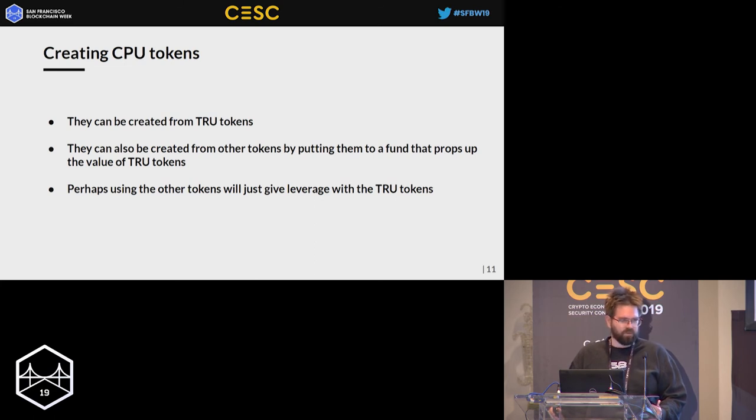So how can we create CPU tokens? Well, first of all, perhaps we just make them all beforehand, but it might be useful to have a dynamic amount of tokens. Also, we don't want the tokens to be scarce, because that would drive their value upward, and this is not a good feature for a stable token. So they can be created from true tokens, and the basic idea is that the CPU tokens can be minted by using true tokens at the market price. And this requires that both CPU and true tokens are somehow liquid tokens.